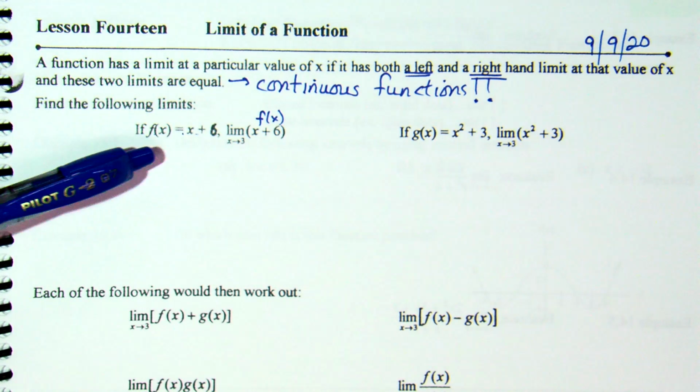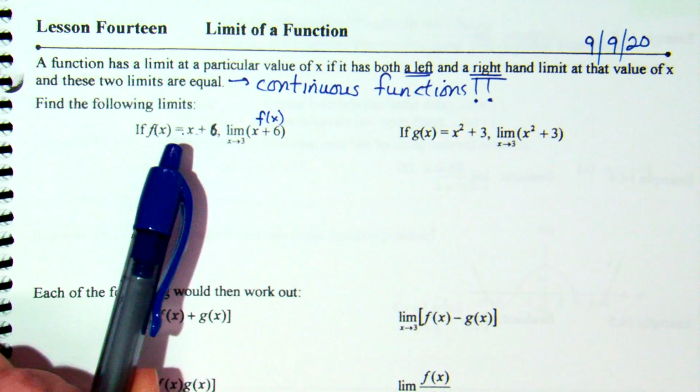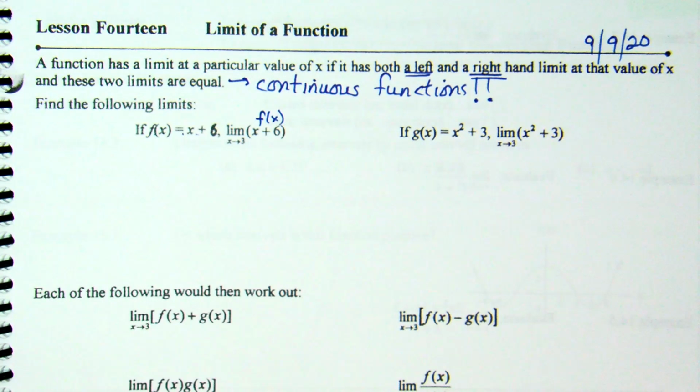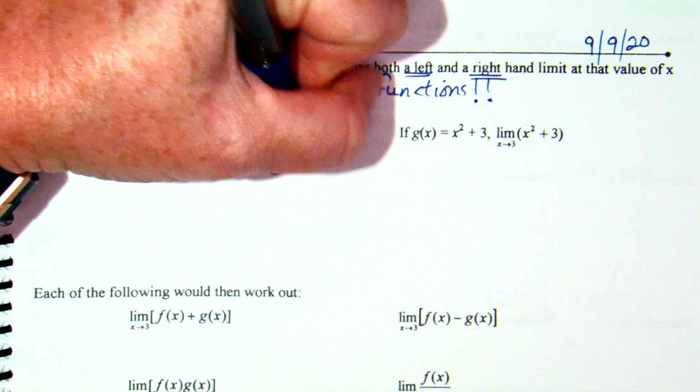Now, the idea is as x approaches 3, what is the value of this equation? There are certain limits this won't work for, more complicated limits. But for a basic polynomial function, nothing special here, the easiest thing to do is to take the 3 and plug it in for x. So if I plug 3 in for x, 3 plus 6 is 9.